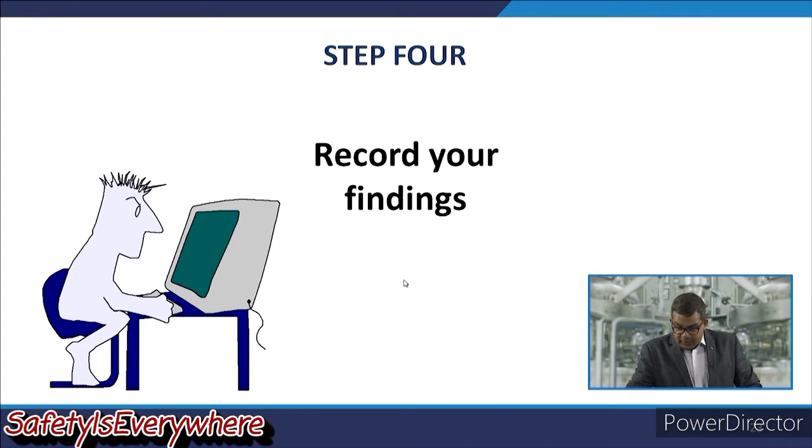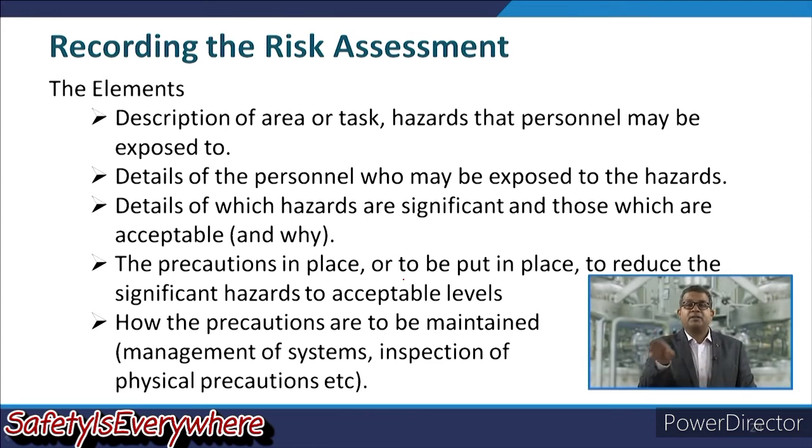Now another step is that you record your findings. Record keeping is extremely essential while doing the risk assessment. The important elements are the description of the area or task hazard that personnel may be exposed to. So you must record all those areas and categorize those areas. Then the details of the personnel who may be exposed to the hazards. Obviously, those persons who are working in that particular arena may be exposed to that particular hazard. You must record details of which hazards are significant and which are acceptable, and why.